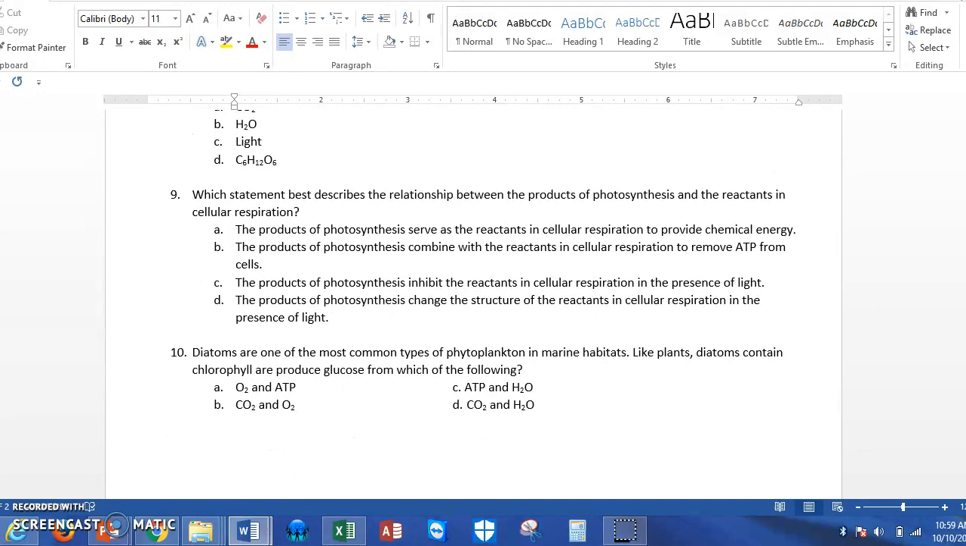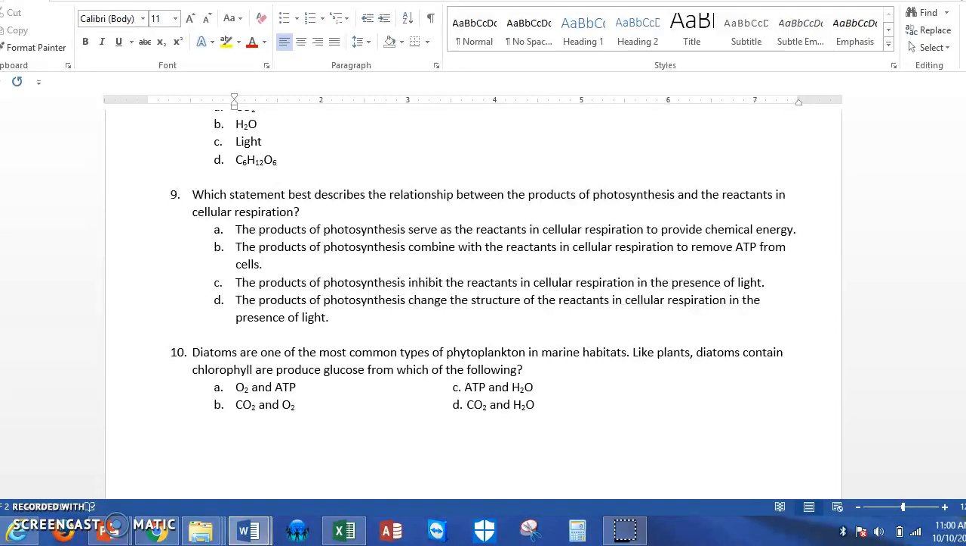Number 9. Which statement best describes the relationship between the products of photosynthesis and the reactants in cell respiration? A. The products of photosynthesis serve as the reactants in cell respiration to provide chemical energy. B. The products of photosynthesis combine with the reactants in cell respiration to remove ATP from cells. C. The products of photosynthesis inhibit the reactants in cell respiration in the presence of light. Or D. The products of photosynthesis change the structure of the reactants in cell respiration in the presence of light.